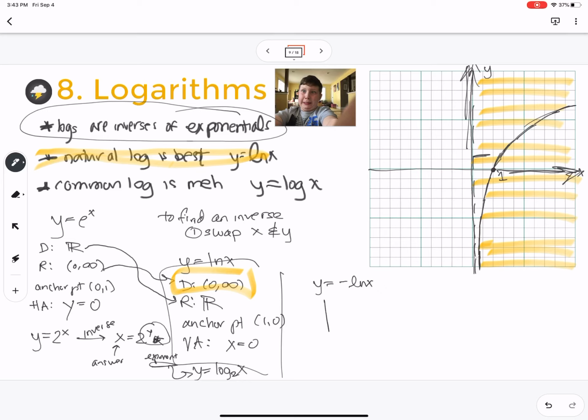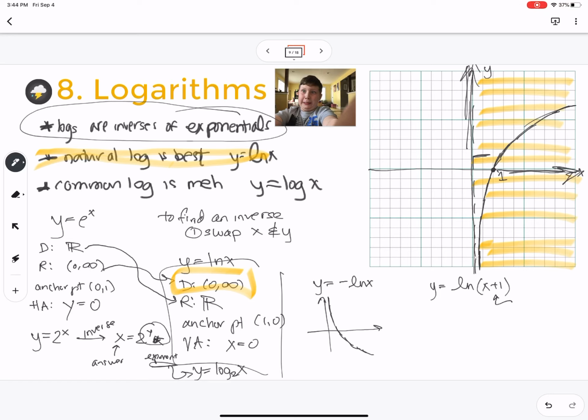Okay, I showed you guys an example of what happens if I do negative the natural log of x. It's just gonna flip me over. It's gonna make all my negative y values positive and all my positive y values negative. Oh, I didn't label the x-intercept. I should have labeled the x-intercept of 1 there. Okay, that's an incomplete graph.